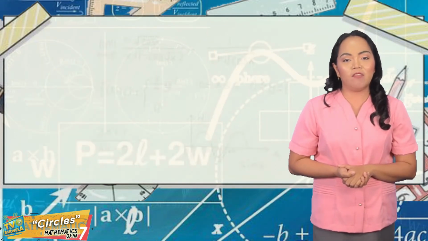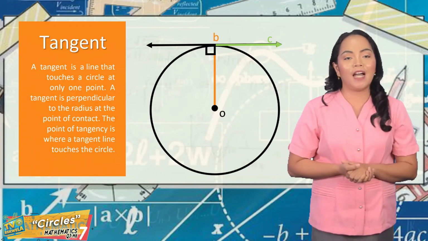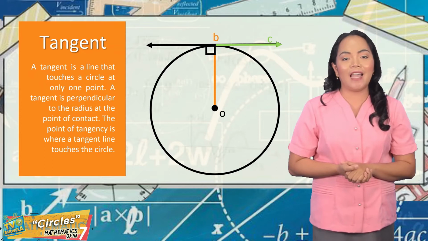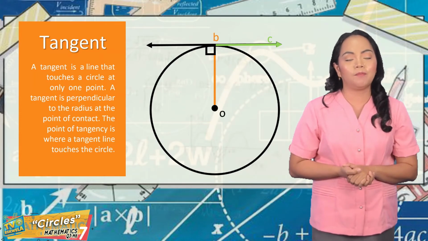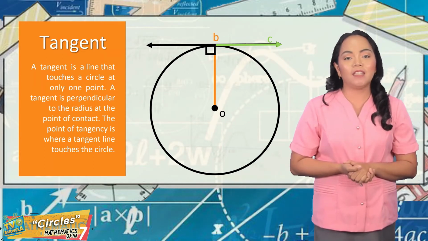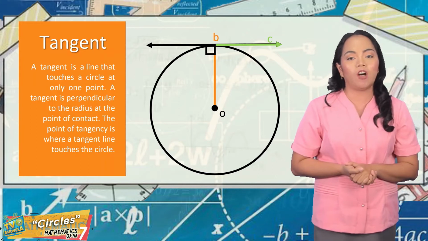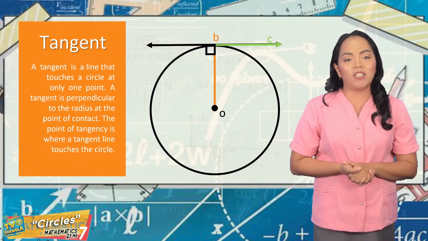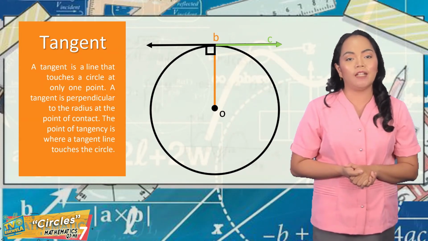The other part of a circle is tangent. A tangent is a line that touches a circle at only one point. A tangent is perpendicular to the radius at the point of contact. The point of tangency is where a tangent line touches the circle.